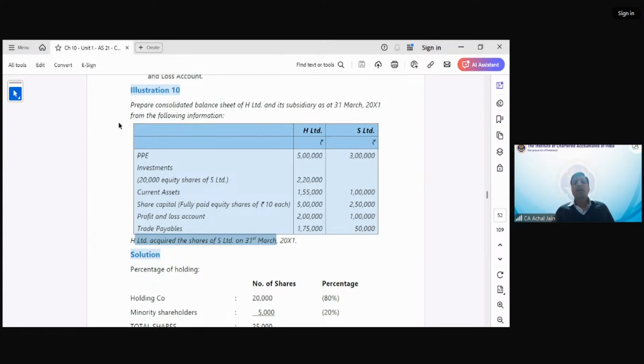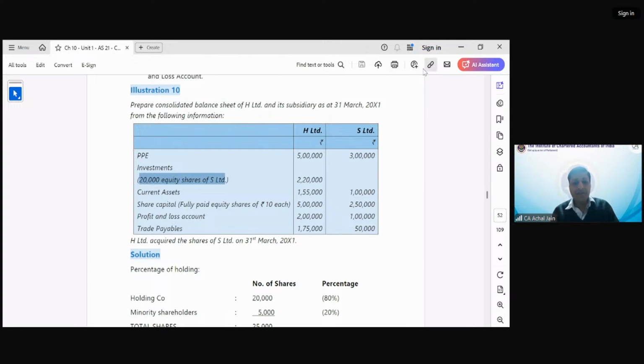All right. So now we understand that equity share capital of S is 2,50,000. Each share is of rupees 10. So that means total number of equity shares of S is what? 25,000. Correct? Out of these 25,000, 20,000 are held by H. Correct? So therefore, what is the percentage holding of H in S? What is the percentage holding of H in S?